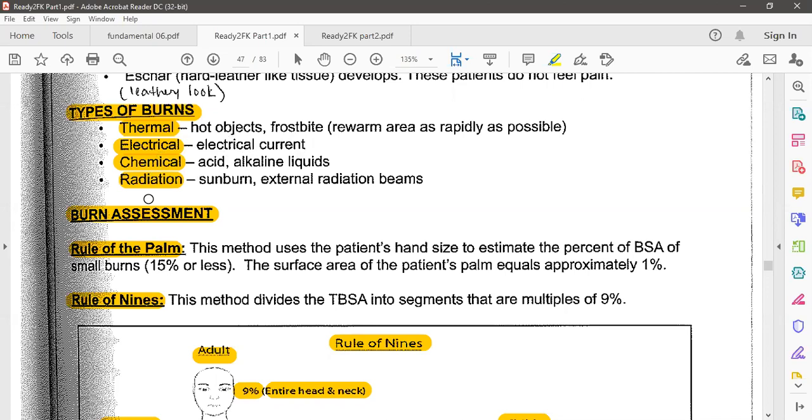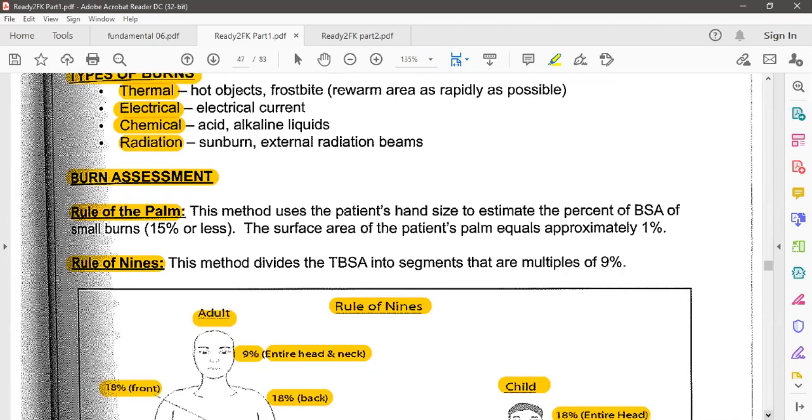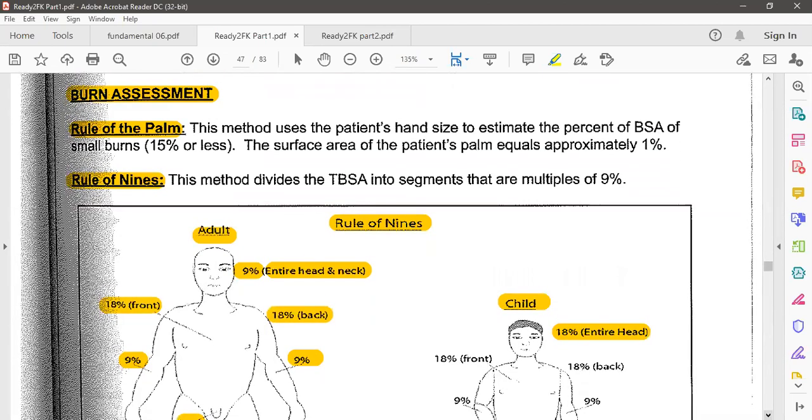If I ask you a question like, and NCLEX could also ask, what are the two age groups most at risk for suffering burn injuries? The answer is children and elderly persons. Children and elderly persons.